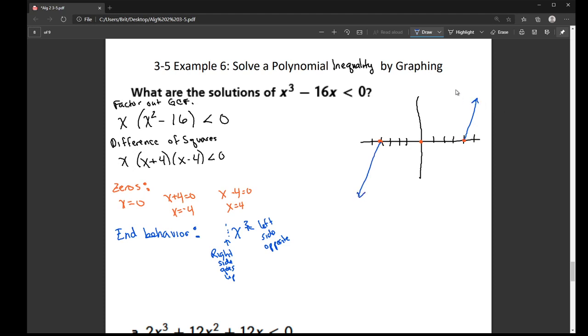Now we learned in previous examples about multiplicity. All of these have a multiplicity of 1. So with that odd multiplicity, the graph passes through all of our zeros, which is how I know I'm going to end up with a polynomial that looks roughly like this.